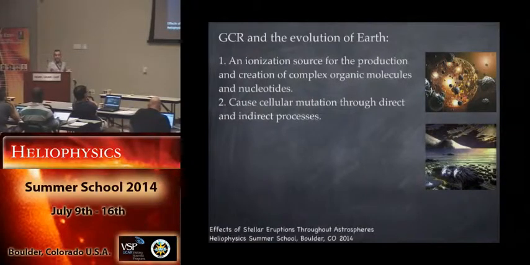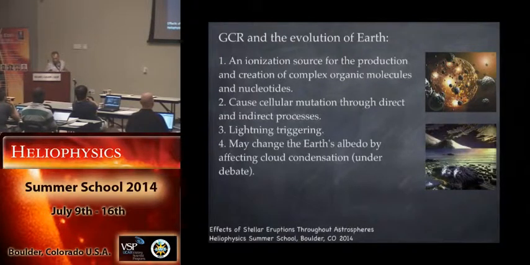They also have an impact on cellular mutations, either direct or indirect. We know nowadays that cosmic rays trigger lightning, which is very important. And there is a controversial issue that some people claim that cosmic rays have a net cooling effect on the Earth. So if you reduce the amount of cosmic rays, you can get an increase in the overall surface temperature of the atmosphere, and that's related to climate change. It's considered to be an anti-global warming theory, but it's still under debate.